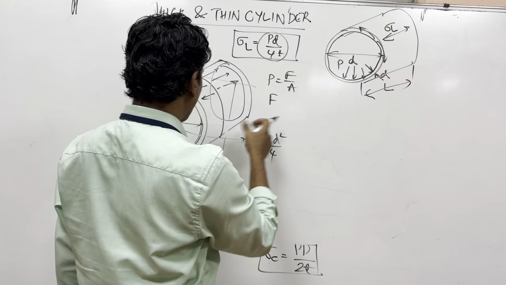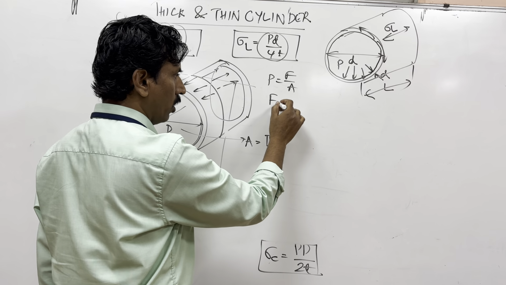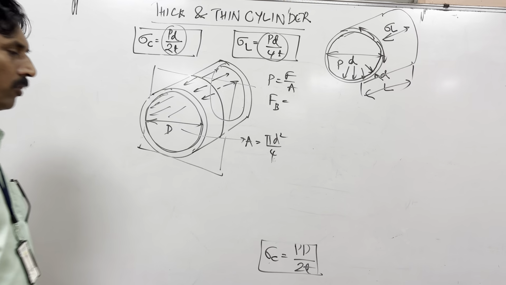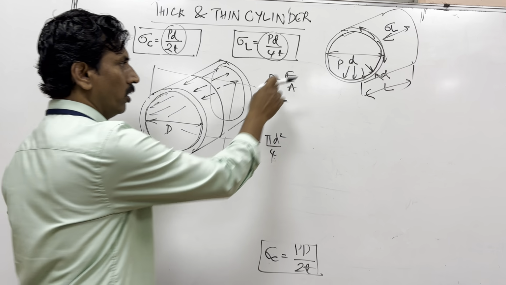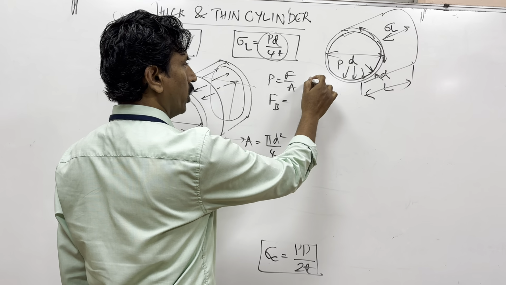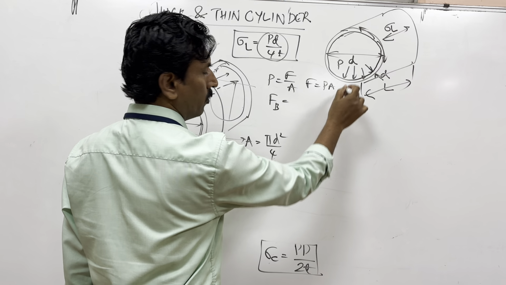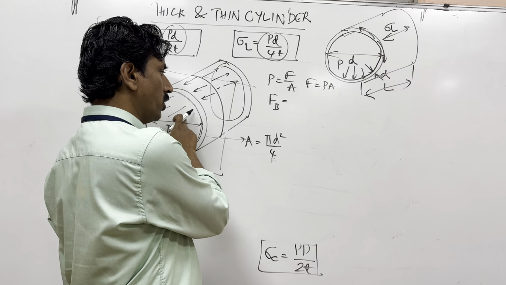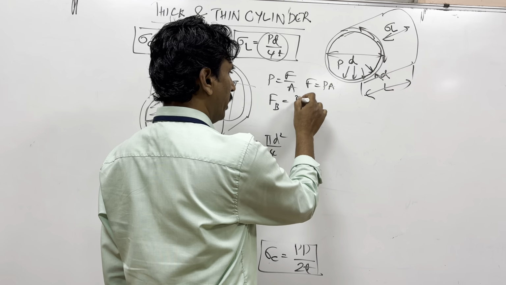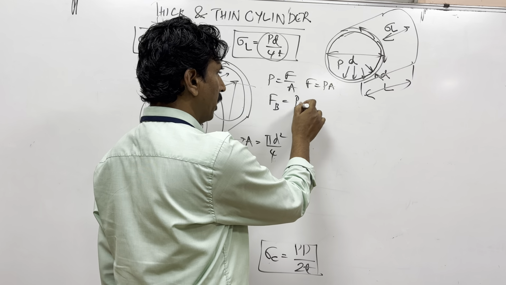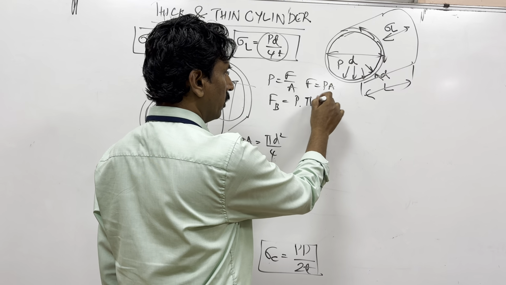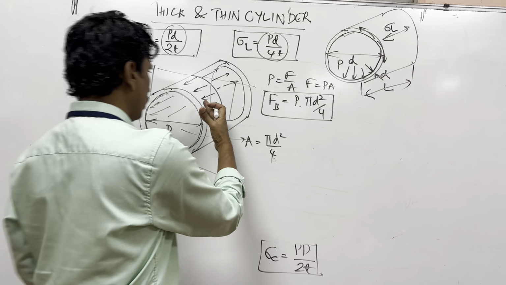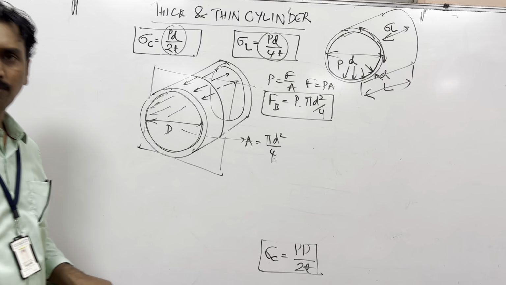So basically this is the bursting force in the longitudinal direction. Bursting force in the longitudinal direction, Fb, is equal to what? If you want force, what is force? Force is pressure into area. So the pressure in the longitudinal direction, P, multiplied by area. What is area? Pi d square by 4. This gives the bursting force in the longitudinal direction.